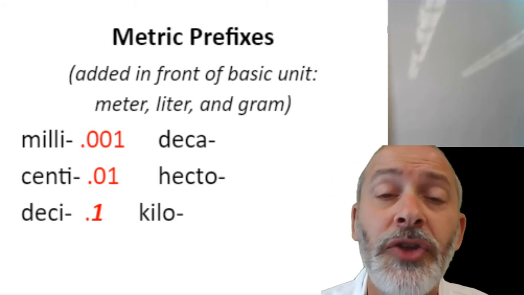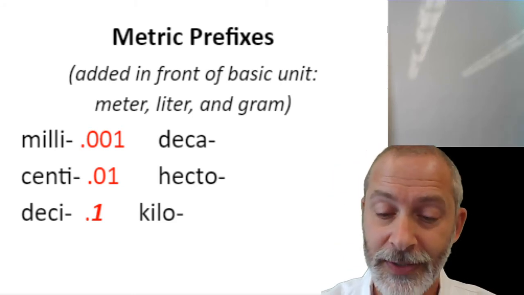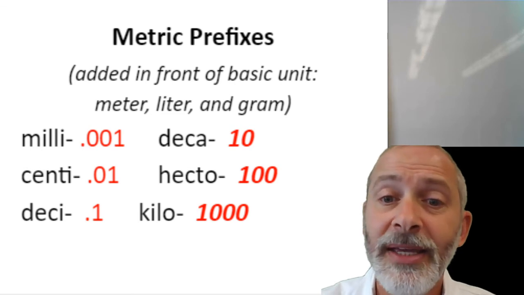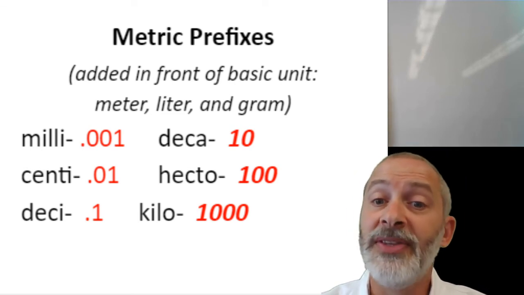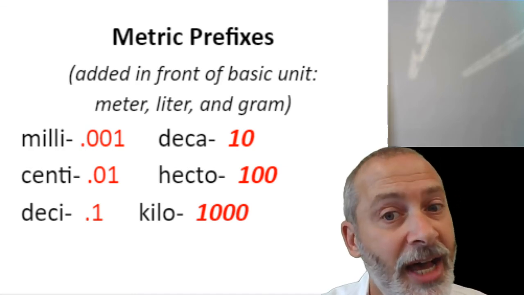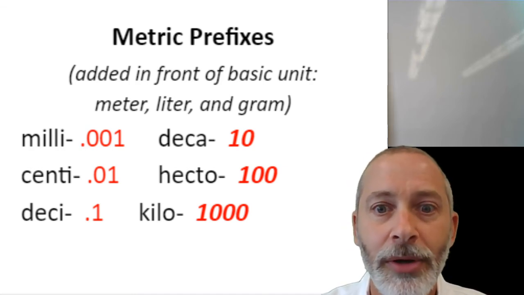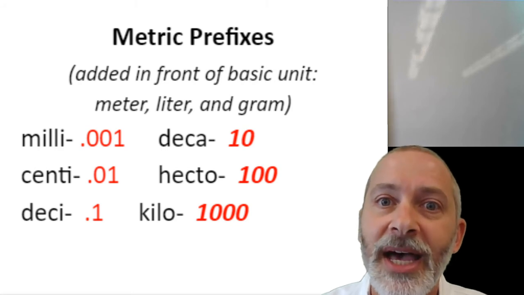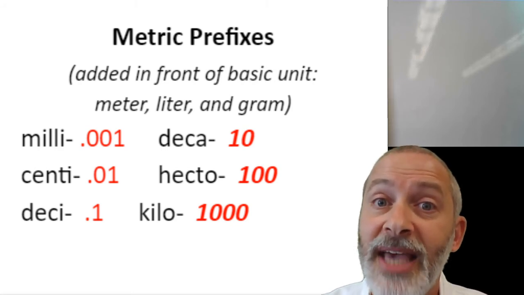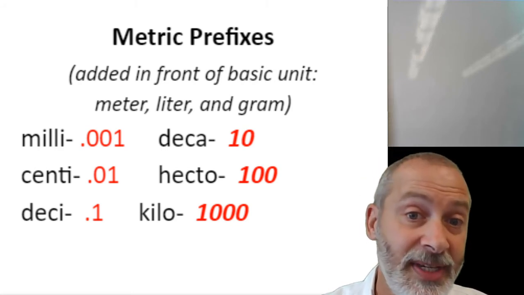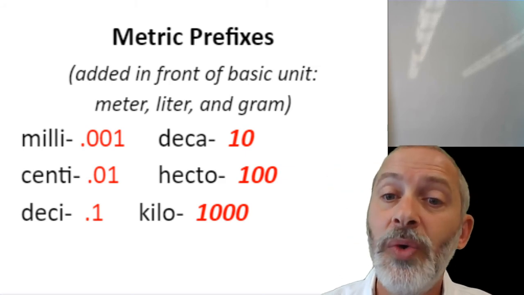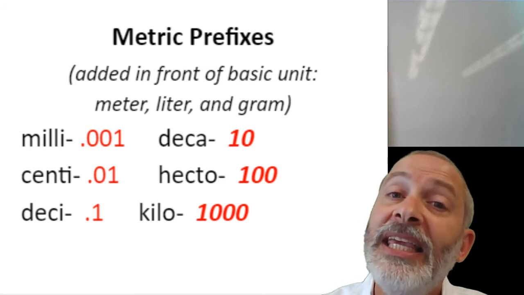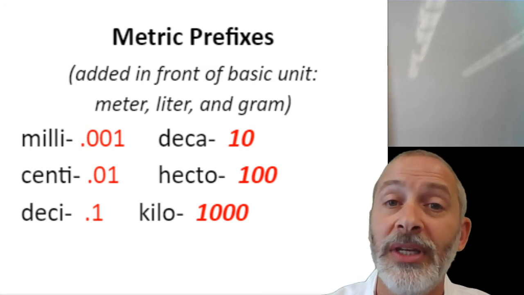All right, that leaves us 3 more prefixes: deca, hecto, and kilo. Deca means 10. Deci is 1/10th. Deca is 10. Hecto is 100 and kilo is 1,000.